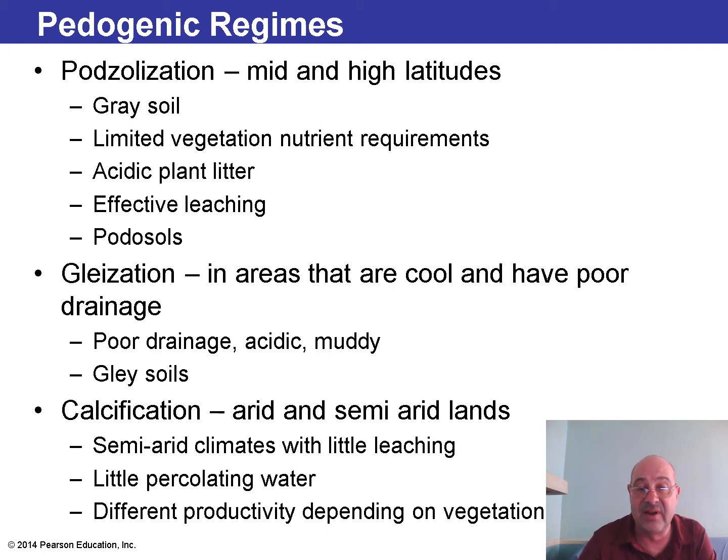Gleization, in areas that are cool and have poor drainage, also could be in upper latitudes. These are clay soils or gray soils. Now, we do find those every once in a while in Oklahoma, but they're not what you would think. No, we didn't have a Laurentide ice sheet down here or anything.